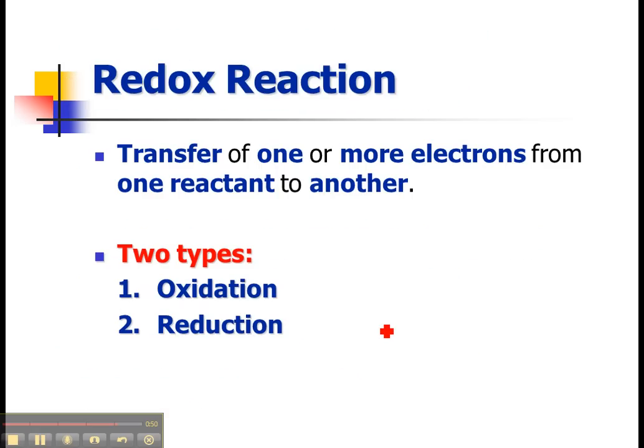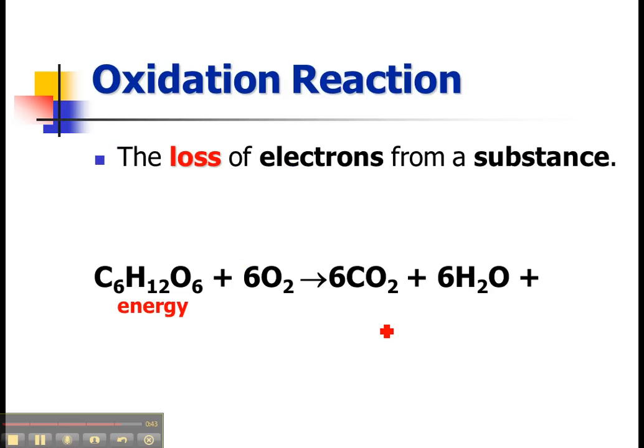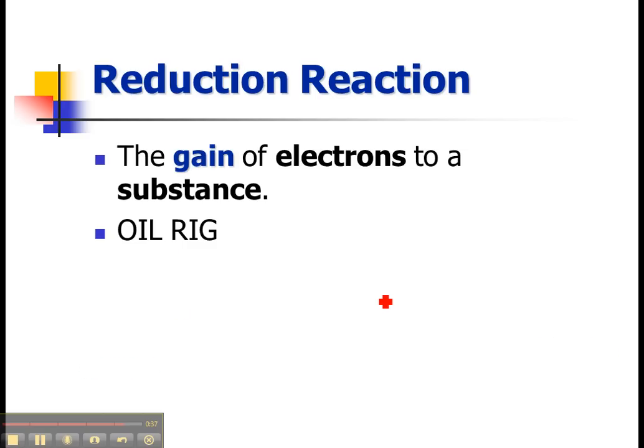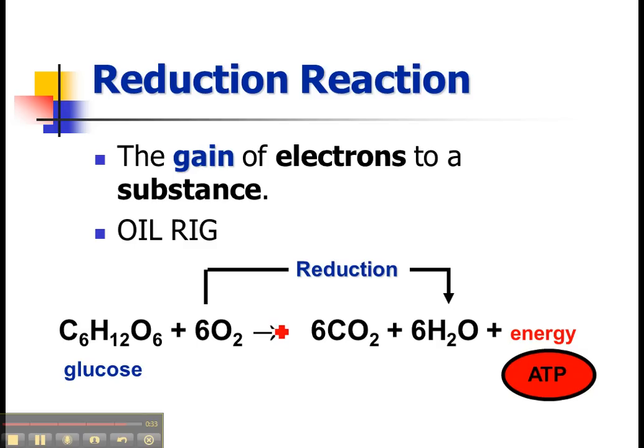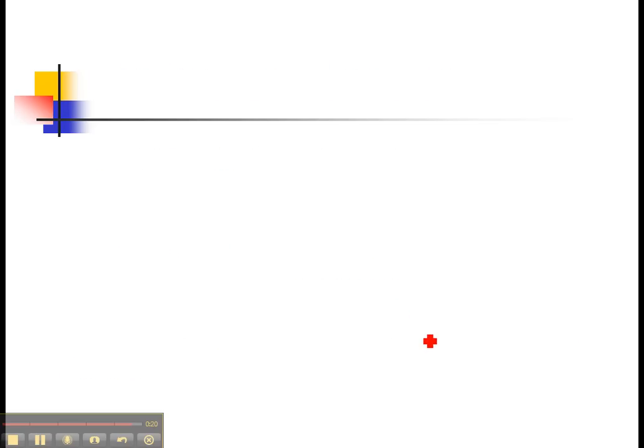So, redox. Redox is when you're transferring one or more electrons. Oxidation is the loss of electrons. So, we lost electrons over here. Oops, I went through that kind of fast. And the gain, the reduction is the gain. So, OIL RIG. Oxidation is loss. Reduction is gain. It's opposite of what you would think. So we gained hydrogen during reduction.